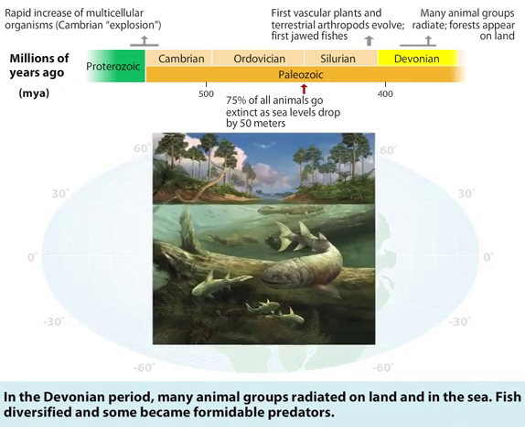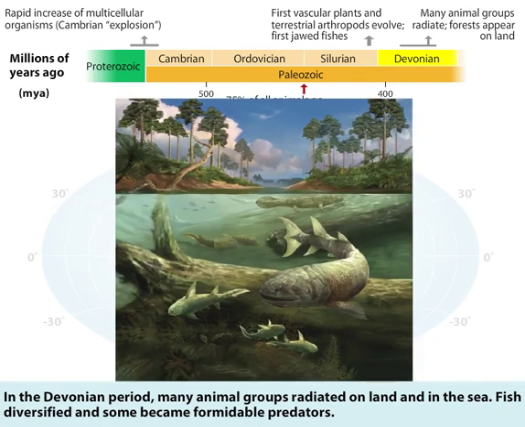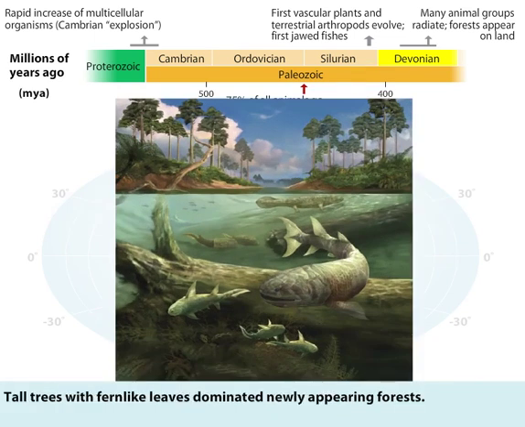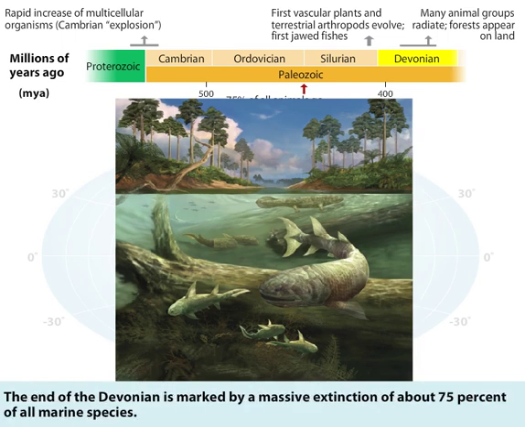Fish diversified and some became formidable predators. Tall trees with fern-like leaves dominated newly appearing forests. The end of the Devonian is marked by a massive extinction of about 75% of all marine species.